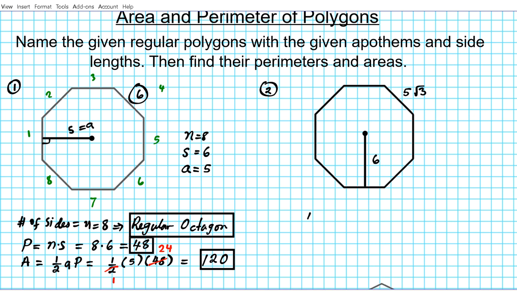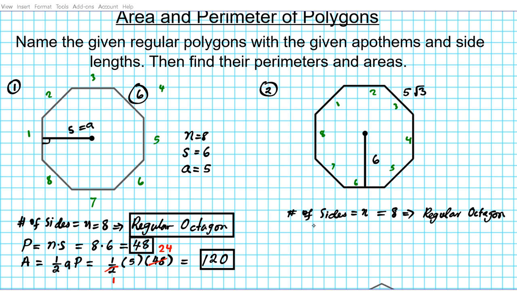So the number of sides here is the same thing as the value of n. So let's count it. We have 1, 2, 3, 4, 5, 6, 7, 8. 8 sides again. So since n is equal to 8, that tells us that this is what? It's a regular octagon. We know it's regular because we're told in the instructions that it's regular, because that's a given. It says the given regular polygons. All right, so this is a regular octagon.